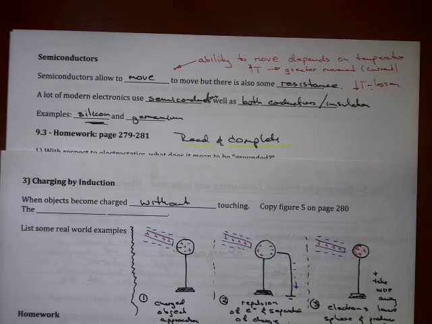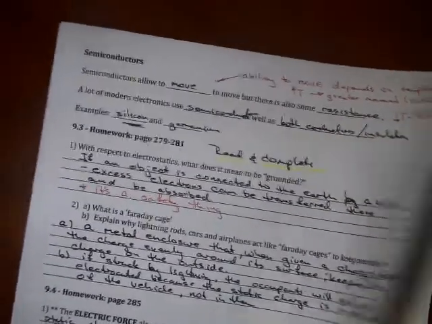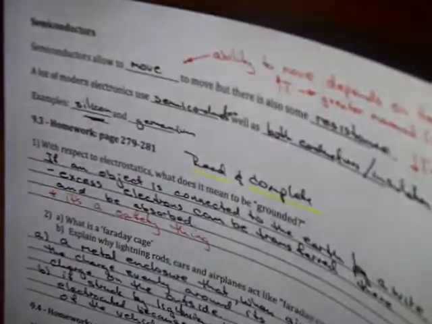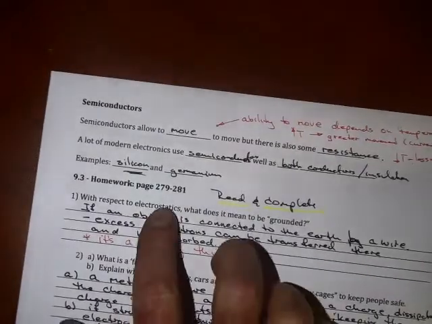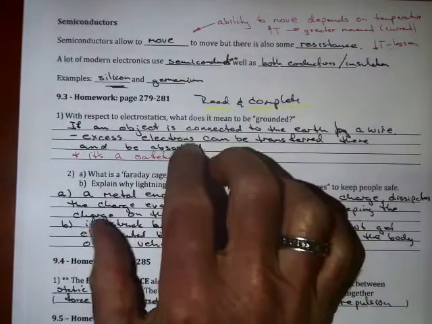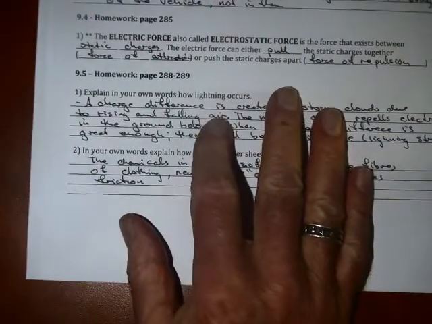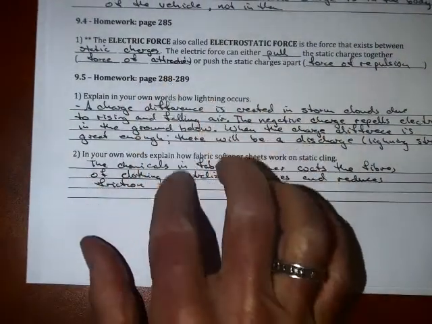Now from here on in, the next 2 pages are for you to read. You need to read pages 27 to 29, and the answers to these are embedded in the reading material. The same is true with 9.5, and that will complete today's work.